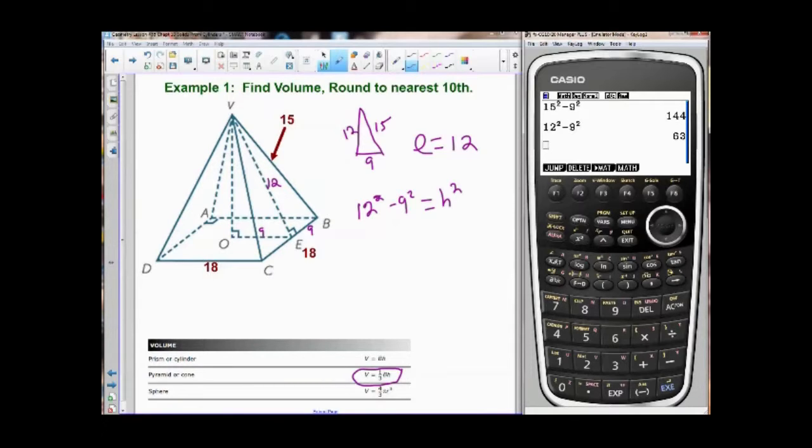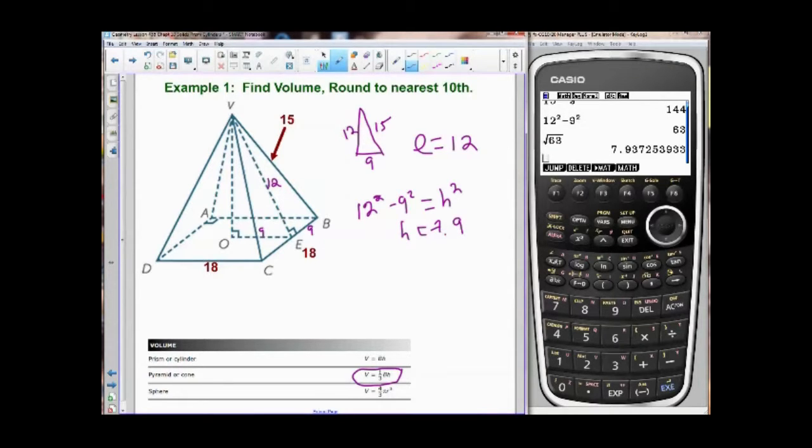I got to take the square root of that. My height is not 63 because we got to take the square root of it. It's h squared. So boom, 63. And that's my exact, but we're going to work in approximate. And I'm going to have 7.9. So h is equal to 7.9.